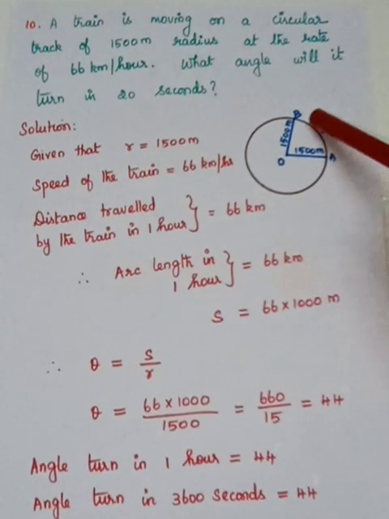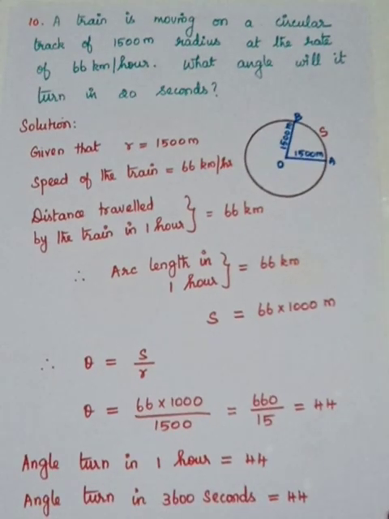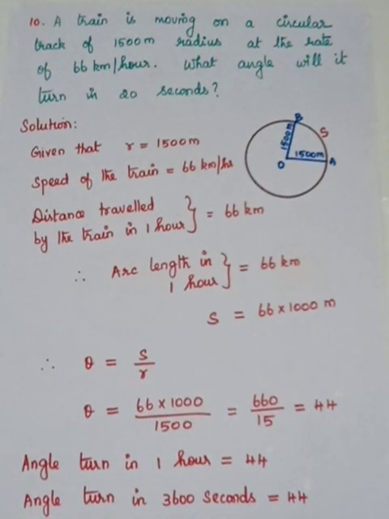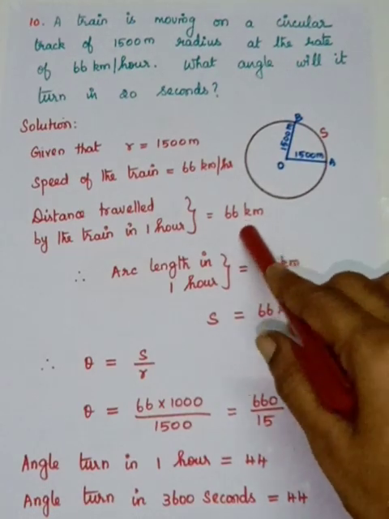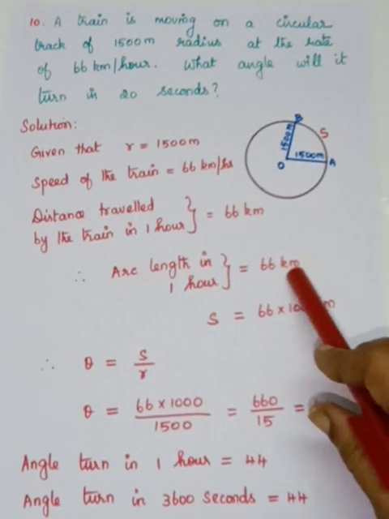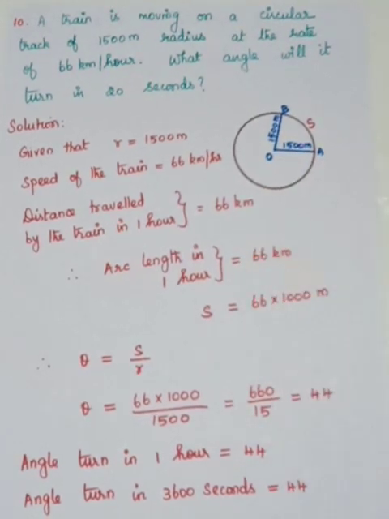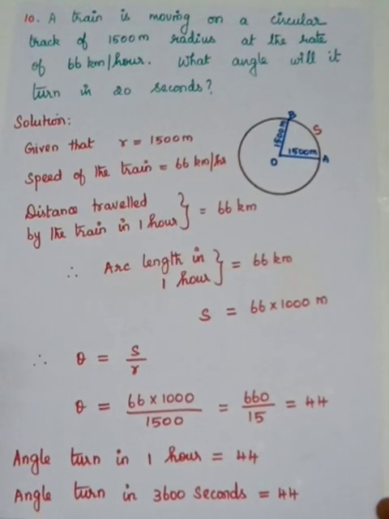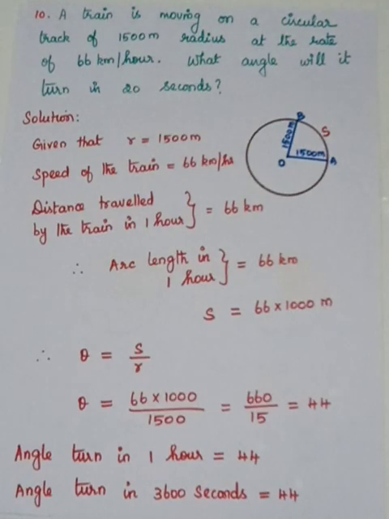The train is moving on the circular path. So that AB, that is the arc length, is the distance traveled by the train in 1 hour. So that 66 kilometer is nothing but the arc length in 1 hour. This is in kilometer, but the radius is in terms of meter, so it has to be converted. So the arc length is equal to 66 into 1000 meter.